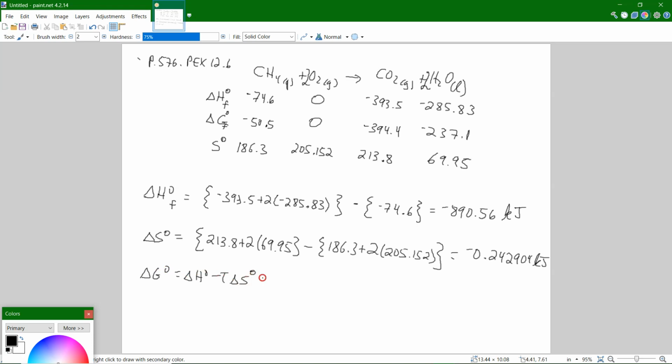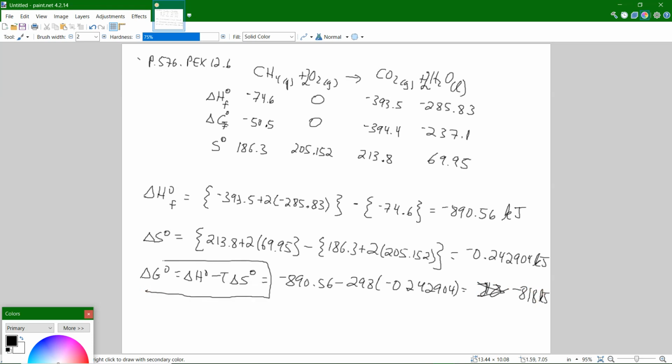If I use the equation delta G naught equals delta H naught minus T delta S naught, I would get minus 890.56 minus 298 times minus 0.242904. I don't know why I used all those decimals, but whatever. So minus 890.56 plus 298 times 0.242904 is minus 818. Hooray, that's the answer at the back of the book. Minus 818 kilojoules.